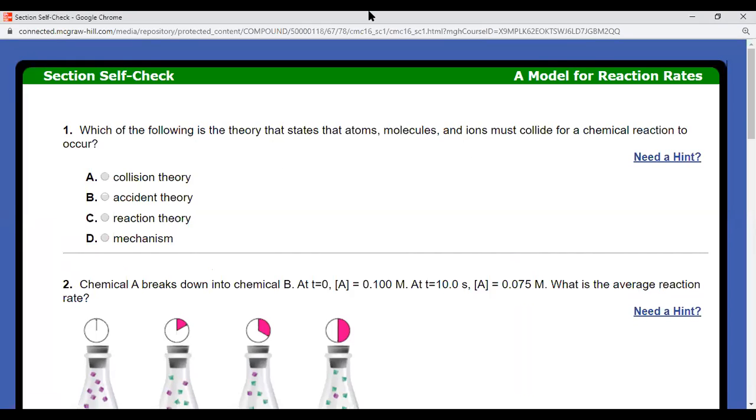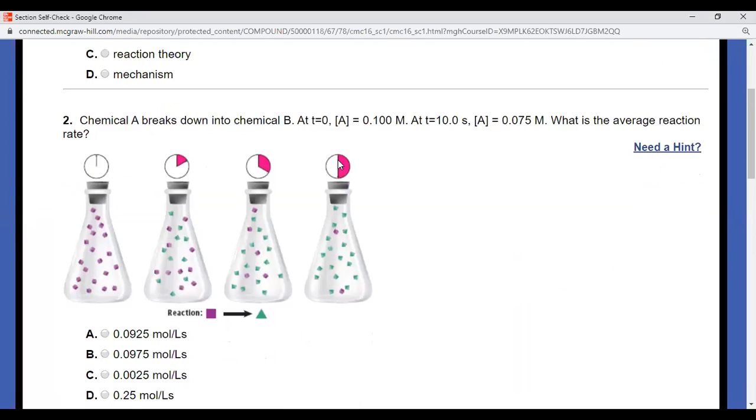Which of the following is the theory that says that atoms, molecules, and ions must collide for a chemical reaction to occur? Collision theory. What is the best answer? Collision theory, number A. Okay, yes.